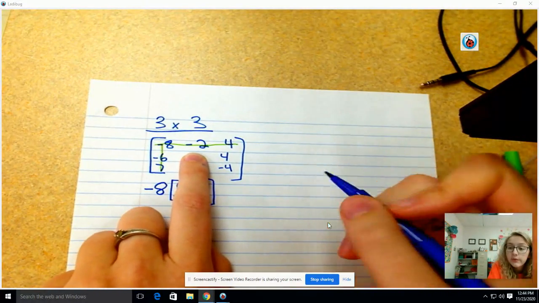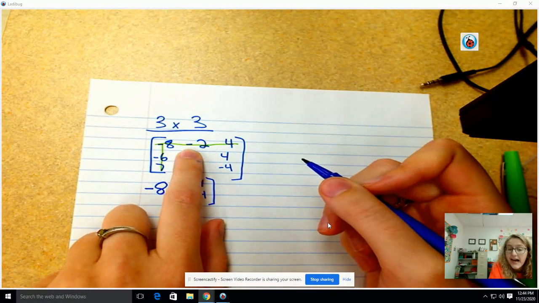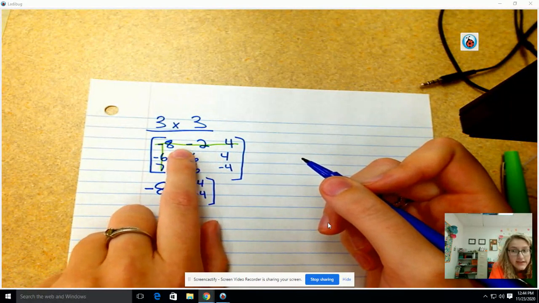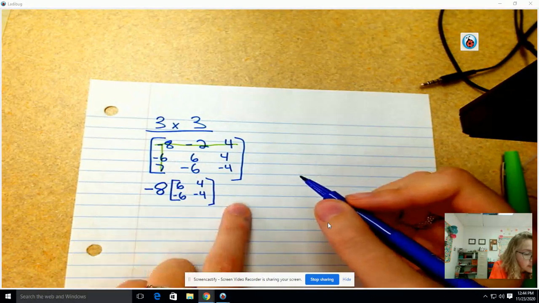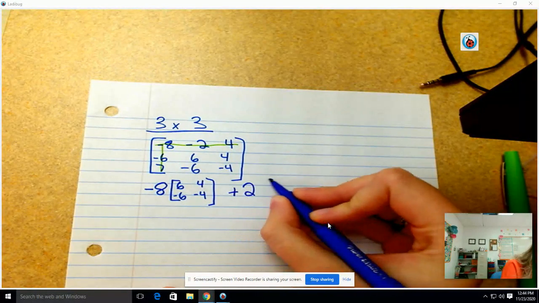The biggest rule you have to remember is this second number right here. If it's negative, it has to become positive. If it's positive, it has to become negative. So instead of pulling down a -2 here, I'm going to hit a +2.